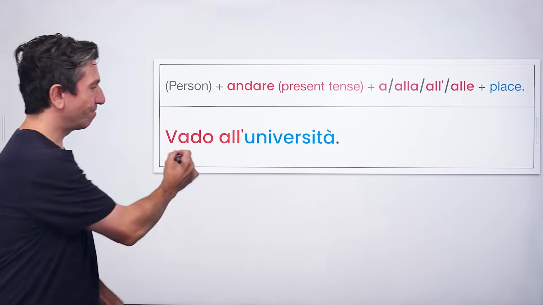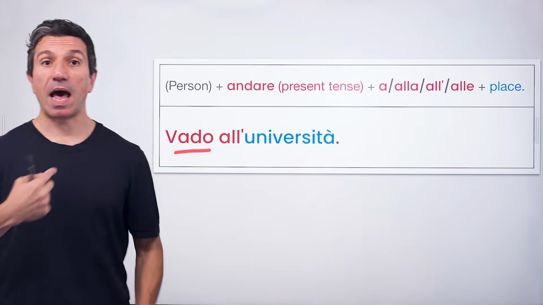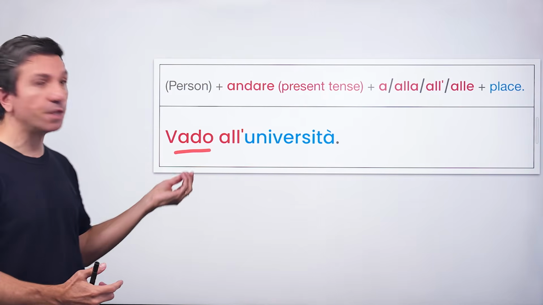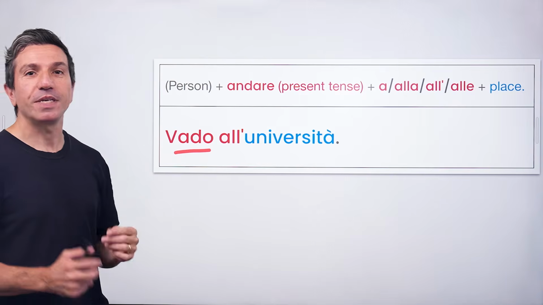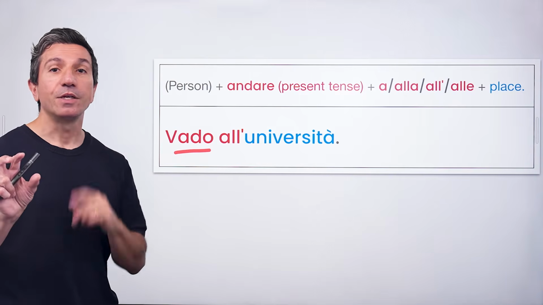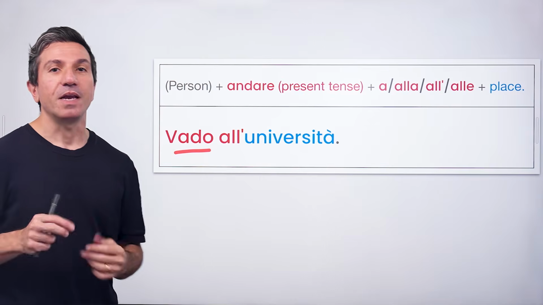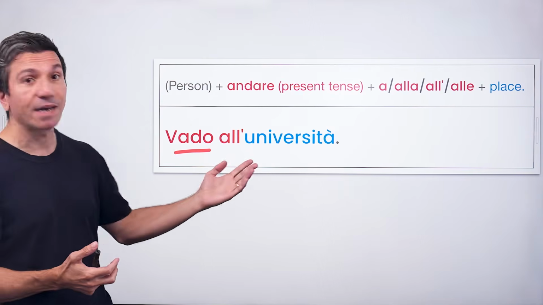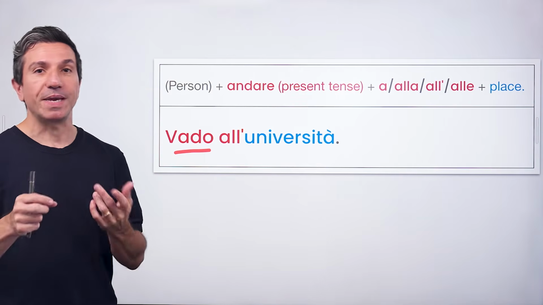Vado is the present tense of the verb andare, meaning I go. The subject, I, is already included in the verb. Al apostrofo is a combination of a, to, plus l apostrofo, the. It is used because università is a feminine noun starting with a vowel. So, al apostrofo means to the.